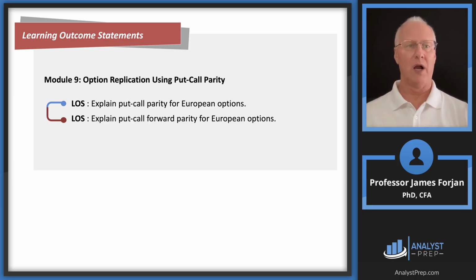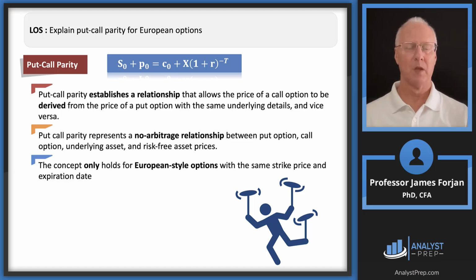All right, learning module 9, just 2 LOSs. So essentially what we're going to do is talk about put call parity. And then once we learn put call parity, we're going to go ahead and just substitute a forward contract in for the underlying asset of the options. And so that leap from LOS 1 to LOS 2 is not that big of a deal. But let's go ahead and start with put call parity.